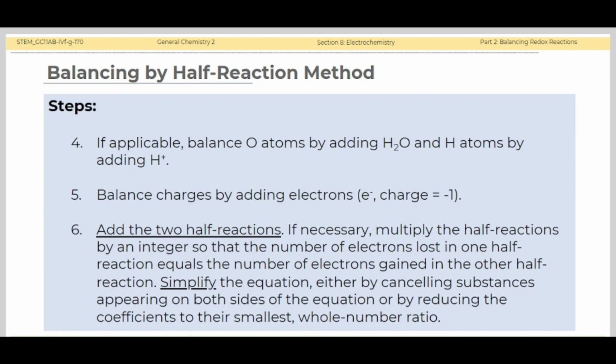4. If applicable, balance oxygen atoms by adding water and hydrogen atoms by adding hydrogen ions. 5. Balance charges by adding electrons. Each electron has a corresponding charge of -1. 6. Add the two half reactions. If necessary, multiply the half reaction by an integer so that the number of electrons lost in one half reaction equals the number of electrons gained in the other half reaction. Simplify the equation either by canceling substances appearing on both sides of the equation or by reducing the coefficients to their smallest whole number ratio.